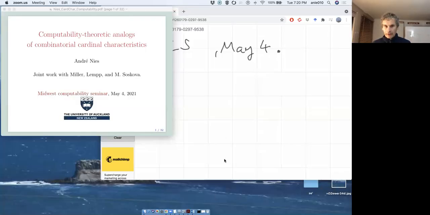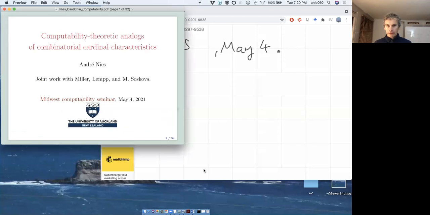I'm going to talk about computability theoretic analogs of combinatorial cardinal characteristics, reporting on joint work with Joseph Miller, Stefan Lempp, and Maria Soskova that started in 2019. So far, the paper is available as a preprint. The work started actually by me visiting the Oaxaca workshop on cardinal characteristics in August 2019, and after that I went to a research visit in Madison where all this happened. The paper is going to be submitted soon, though it has been sitting there for quite a while already.